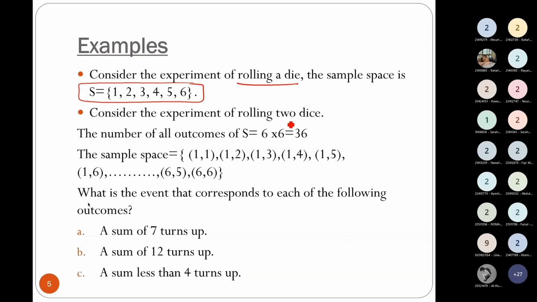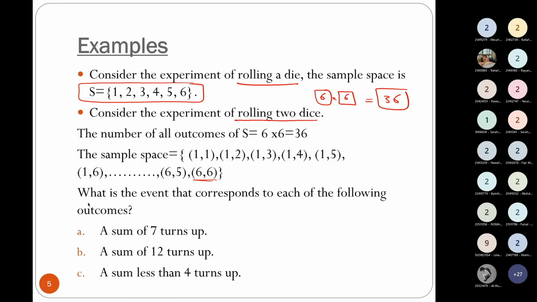Now consider the experiment of rolling 2 dice. The first die, we have 6 outcomes. The second die, we also have 6. 6 multiplied by 6, so we have 36 outcomes. Like this: 1,1, 1,2, 1,3, 1,4, 1,5, 1,6, 2,1, 2,2, 2,3, 2,4, and so on, up to 6,6. Okay, this is the sample space, 36 elements or 36 outcomes in the sample space from the experiment of rolling 2 dice.